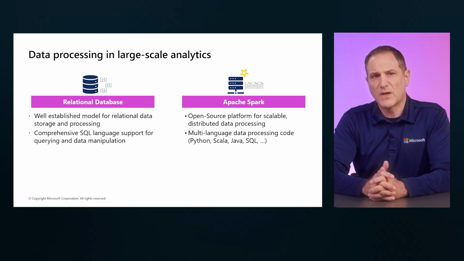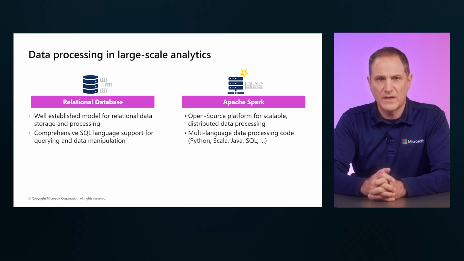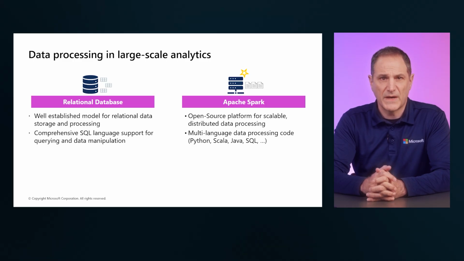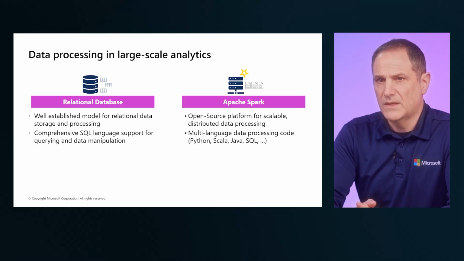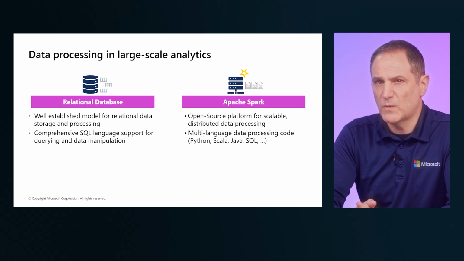The second approach is Apache Spark. Apache Spark is an open source platform designed specifically for large-scale distributed data processing. It scales by distributing work across multiple worker nodes, enabling complex transformations and queries over large datasets. Spark has become one of the most widely used technologies for analytics at scale and sits at the core of many modern analytics services.